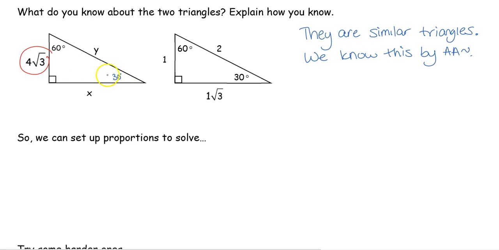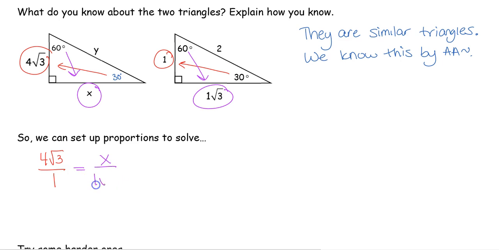So this is the side across from 30, the side across from 30. These are two corresponding sides, so I can set up a proportion: 4 root 3 all over 1. And let's pick x, which is across from 60, and that's going to correspond to 1 root 3. So x over 1 root 3. If I want to solve for x now that I have my proportion set up, I cross multiply. So this is 4 root 3 times 1 root 3 is equal to 1 times x.